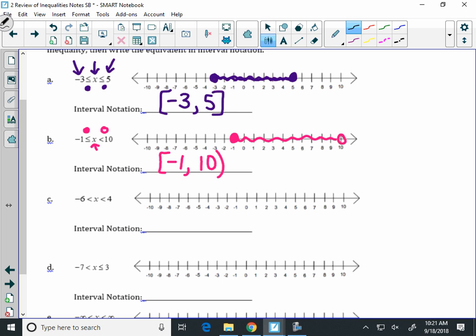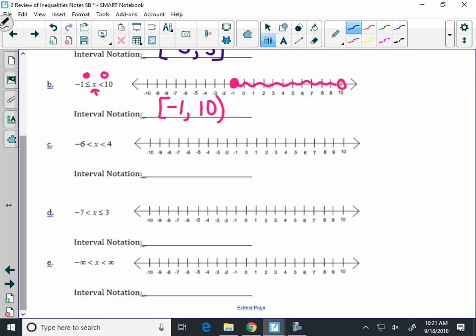All right, the next one in C. Negative 6 is less than x is less than 4. The negative 6 and 4 are both going to get open dots because they have less than symbols. Negative 6 gets an open dot, 4 gets an open dot. And just like the other problems, the x is in the middle, so you're going to shade in the middle. When you write your endpoints down, negative 6 and 4, since they both have open dots, they're going to get 2 parentheses.